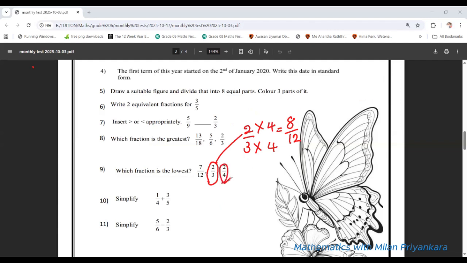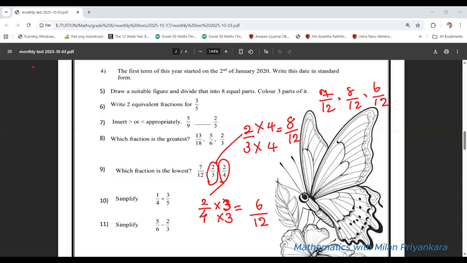And this one we take here, 2 over 4, we have to multiply by 3 because we need to make 12. Then this is going to be 6 over 12. Right. Now we have 3 fractions with a common denominator: 7 over 12, 8 over 12, 6 over 12.